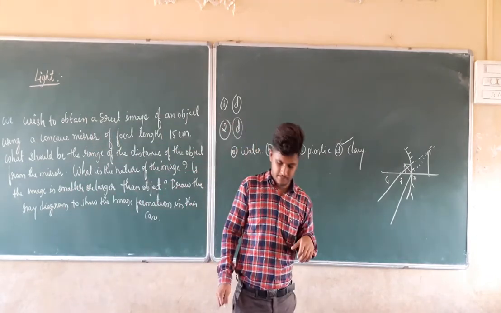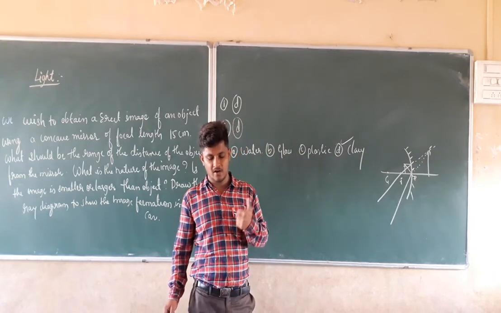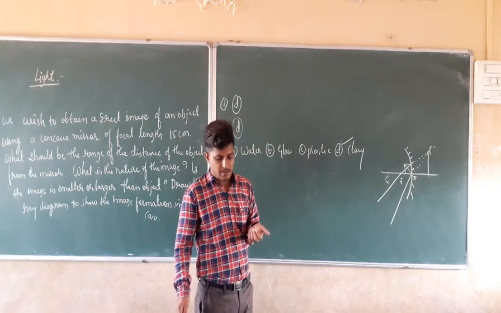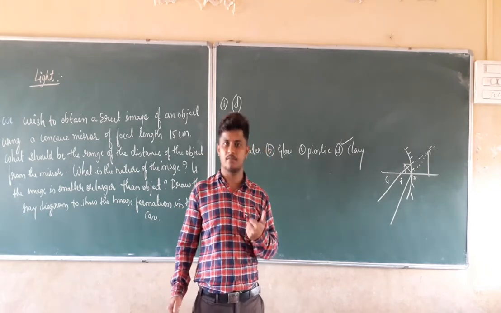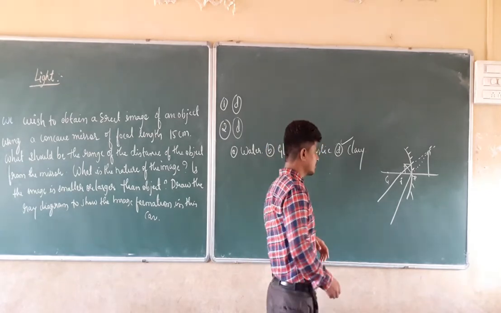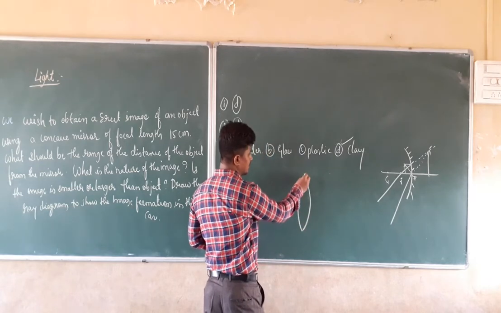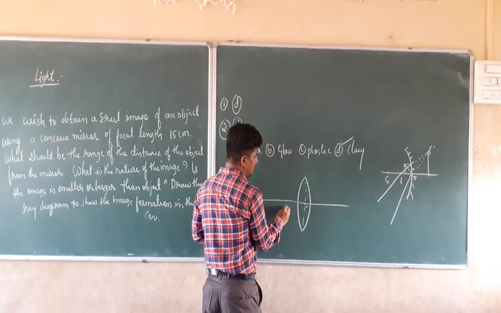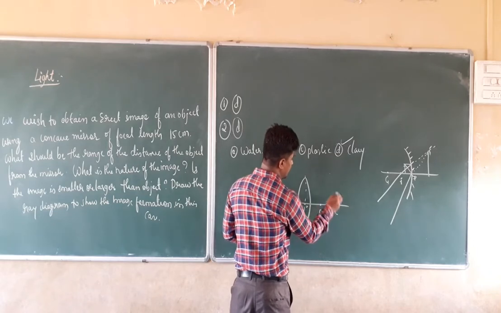In the same manner, the third question. Where should an object be placed in front of a convex lens to get a real image of the size of the object? Again, if you remember the ray diagrams for the convex lens, we have 6 ray diagrams. This will be the optical center, this will be the principal focus, this will be the center of curvature, this is also the principal focus, and this will be the center of curvature.